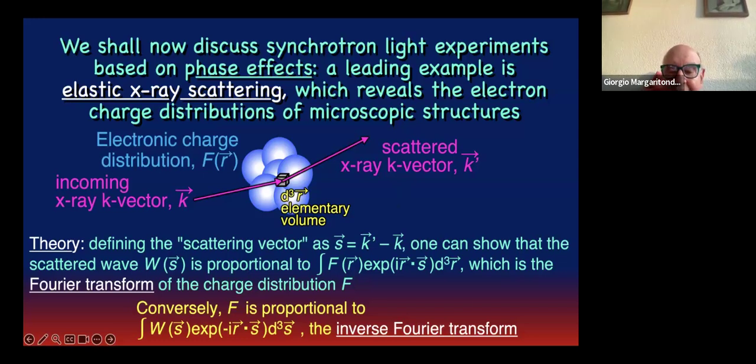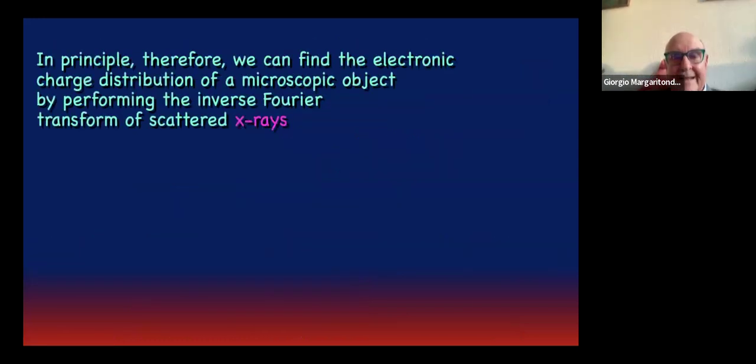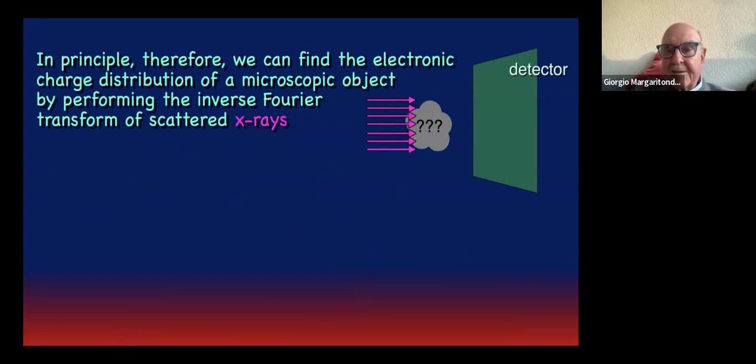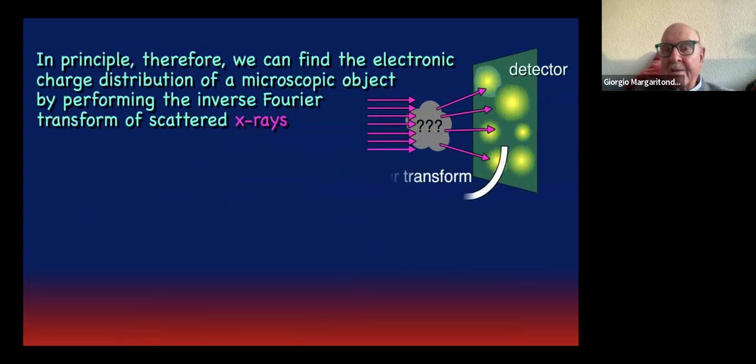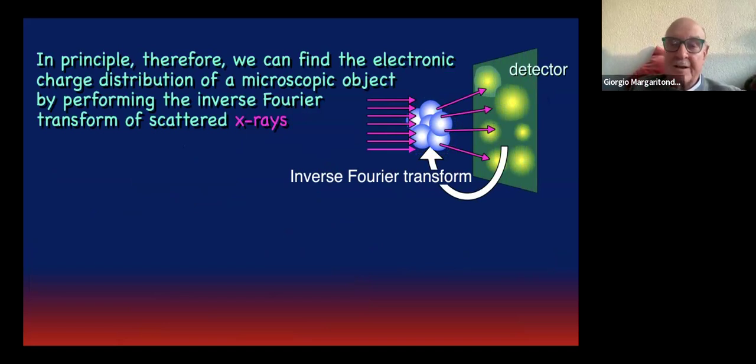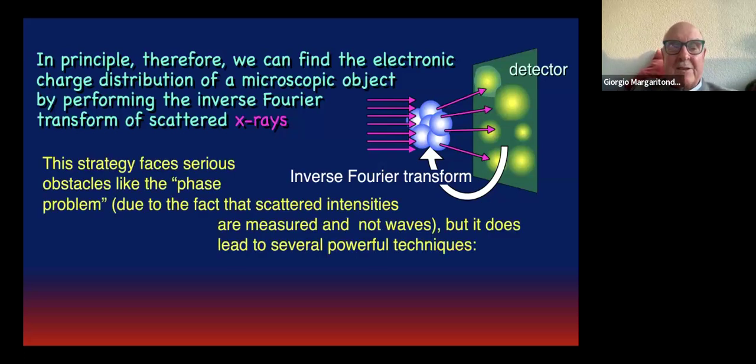That sounds wonderful, because now if you want to understand what is a microscopic charge distribution, you perform a scattering experiment. You get an unknown object, send X-rays, get a scattered pattern, and then you make an inverse Fourier transform, and bam, you have the initial charge distribution. Well, bam to a certain extent, because actually it's a little more complicated than this, for a number of reasons, but primarily for what is called the phase problem.